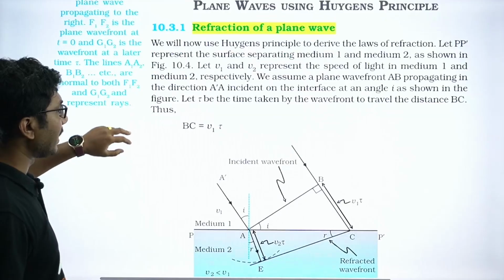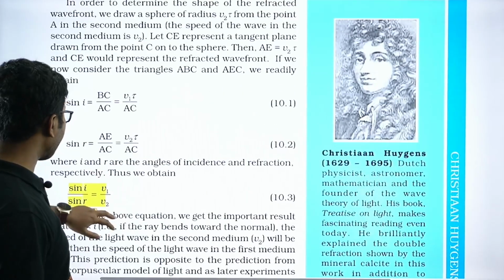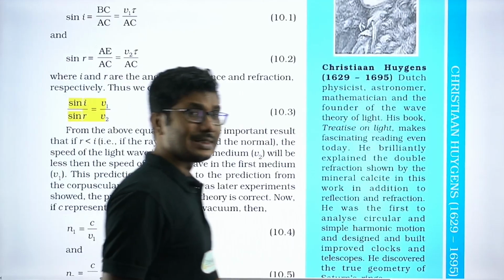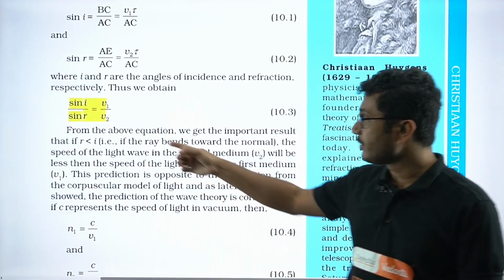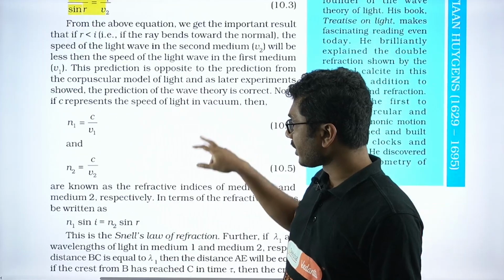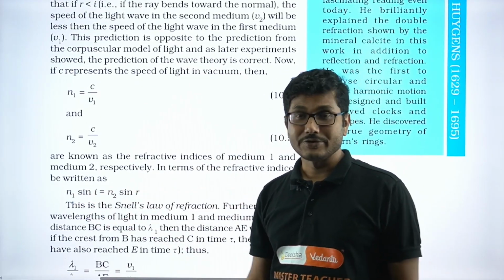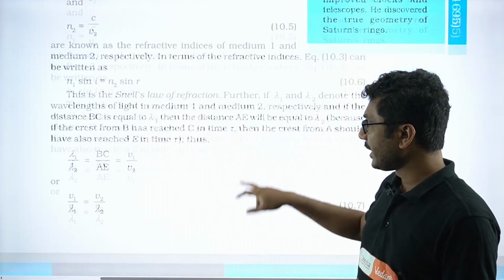Now refraction through a plane wave, the derivation is given here. You can study from this, or you can follow my Brahmastra series where I have discussed this derivation in detail. The derivation gives sin i by sin r equal to v1 by v2, and after doing all this, you get Snell's equation, that is n1 sin i equal to n2 sin r.